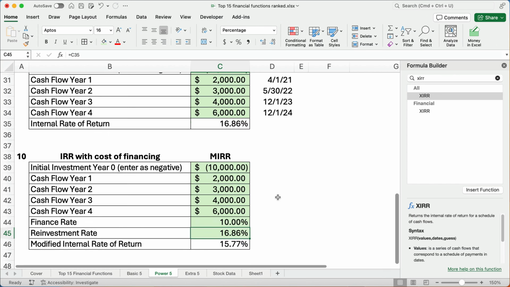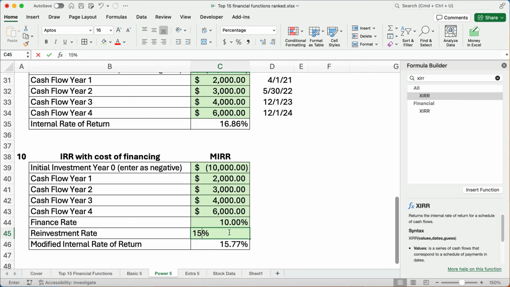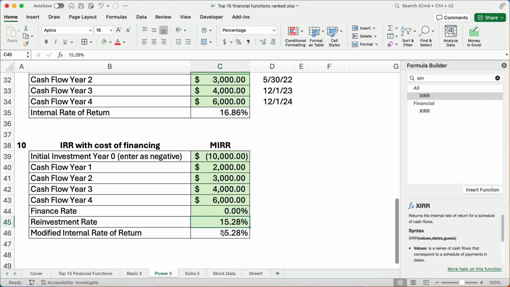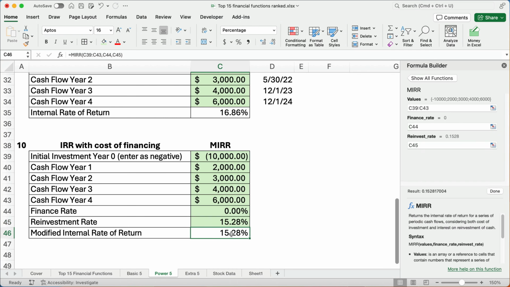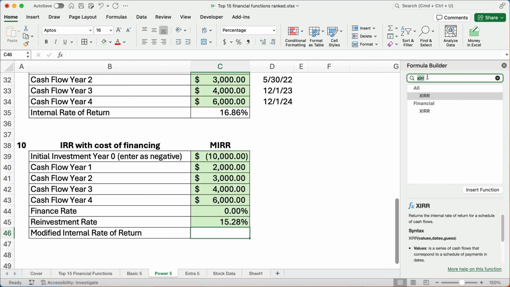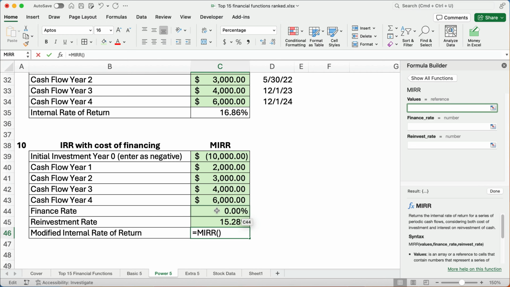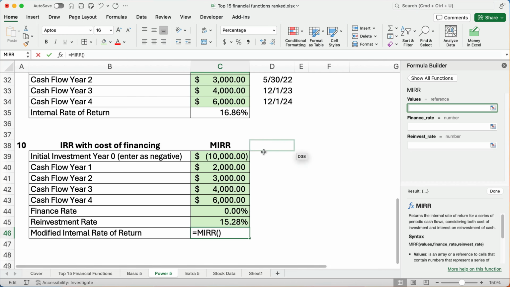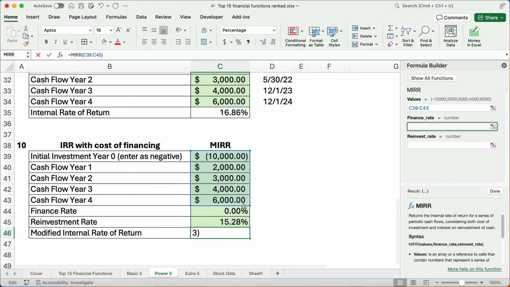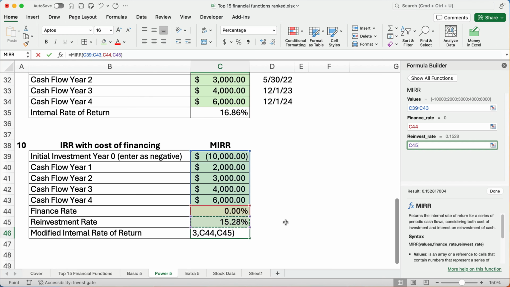All right, so let's go back and let me show you how this works. I think it was 15.28 was our number. So what we would have is a modified internal rate of return says, look, in fact, let me show you here how it's different. It uses a finance rate and a reinvestment rate. So does it cost you money to borrow the $10,000? And then if you get the $2,000 in, are you reinvesting that at a certain rate? So the values, we have the finance rate and we have the reinvestment rate.